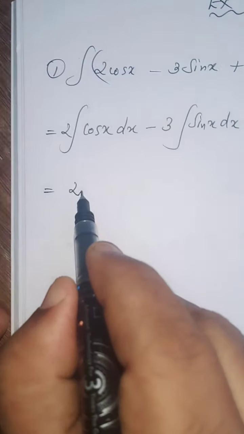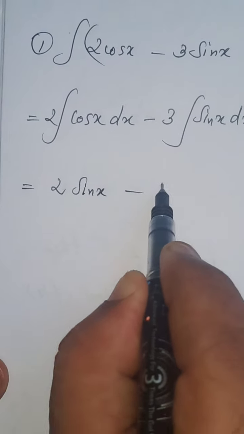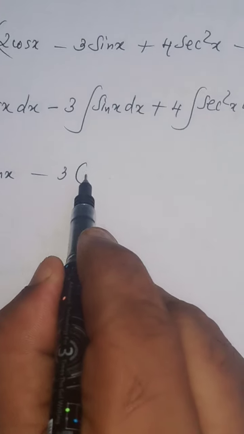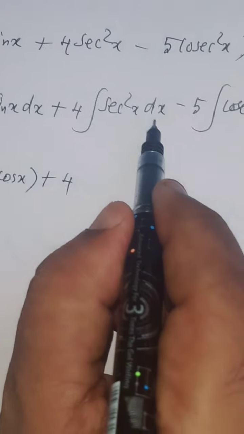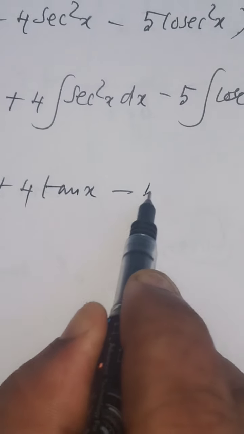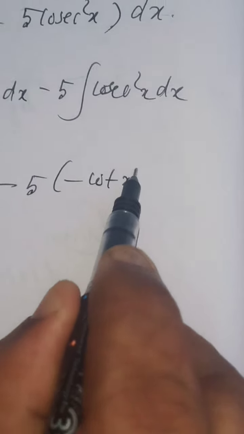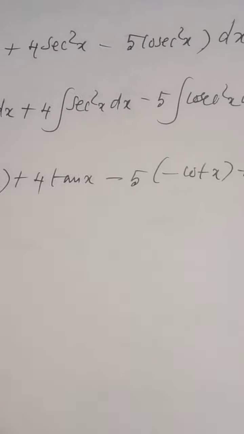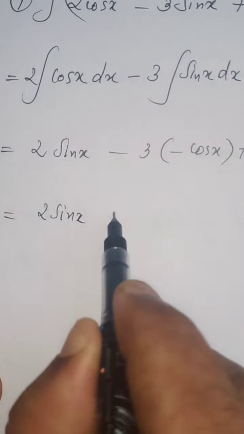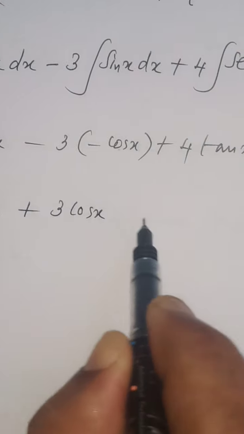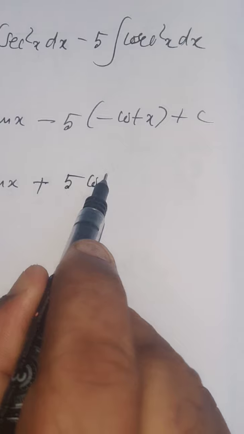All direct formula only. Integral cos x dx, direct formula, sin x. Integral sin x dx, direct formula, minus cos x. 4 into integral secant square x dx, direct formula is tan x. 5 into integral cosecant square x, direct formula is minus cot x plus c. That is equal to, integration is over: 2 sin x minus into minus plus 3 cos x plus 4 tan x minus into minus plus 5 cot x plus c.